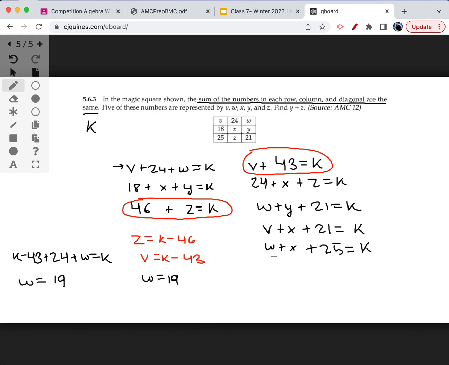So now, let's see where we can find another w. So w exists here, and w exists here. So let's substitute in w is equal to 19 into this equation here. So we'd get 19 plus y plus 21 is equal to k. So this means y is equal to k minus 40.